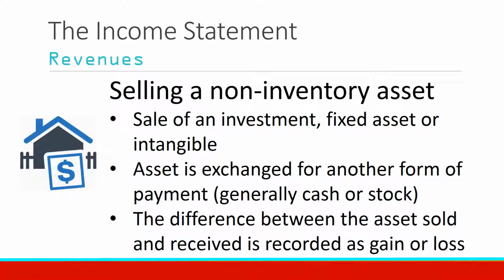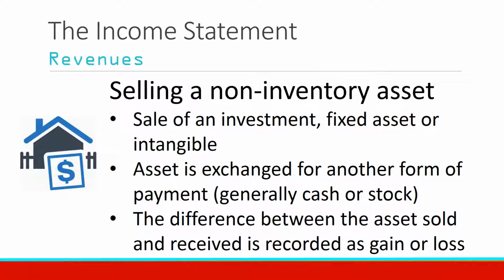The final category of revenue that I want to talk about is what happens when you sell an asset that's not inventory. You could be selling a financial investment, a fixed asset, an intangible. You're going to be exchanging that asset for some other form of payment, generally cash or stock is the way in which you are paid. The difference between the asset sold and the asset received is recorded as a gain or a loss.